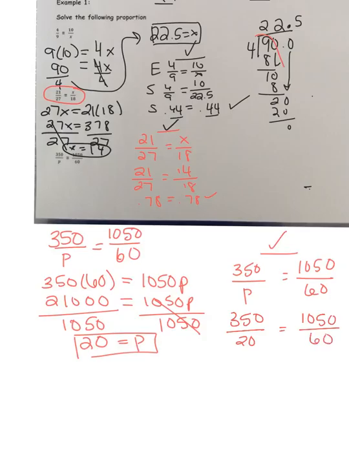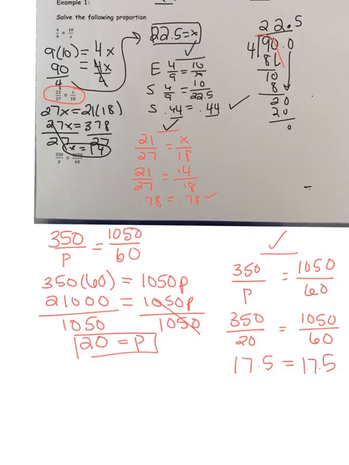1050 over 60. And our goal here, remember, is to get this side to equal whatever is on this side. If it's not equal, then we know that something went wrong here. If this number doesn't make each side balanced, then we need to go back and check and see if we did something wrong. If we plug into the calculator 350 divided by 20, we end up with 17.5. Plug in the calculator 1050 divided by 60, and we end up with another 17.5.